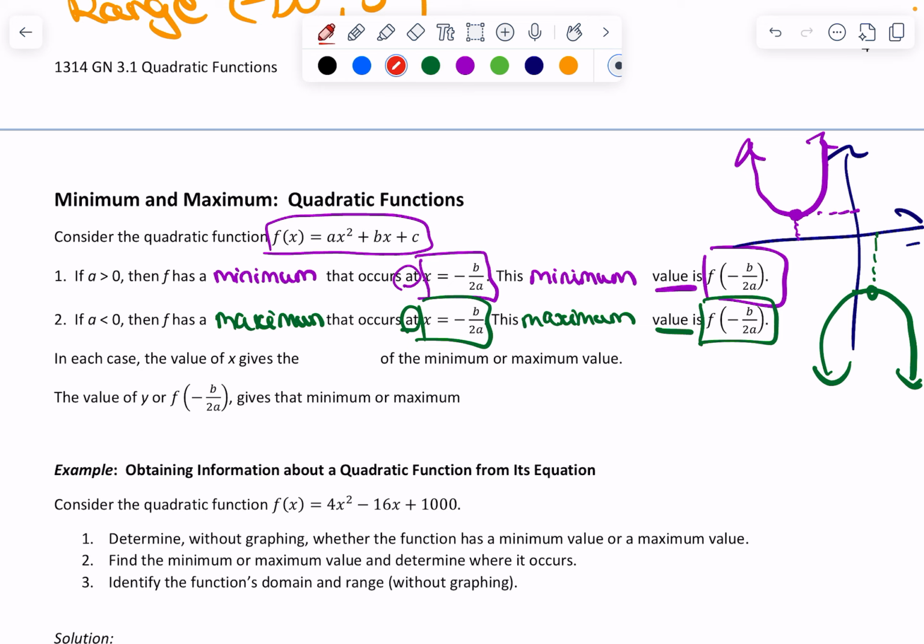In each case, the value of x gives the location of the minimum or maximum value. The value of y, or f of negative b over 2a, gives that minimum or maximum value.